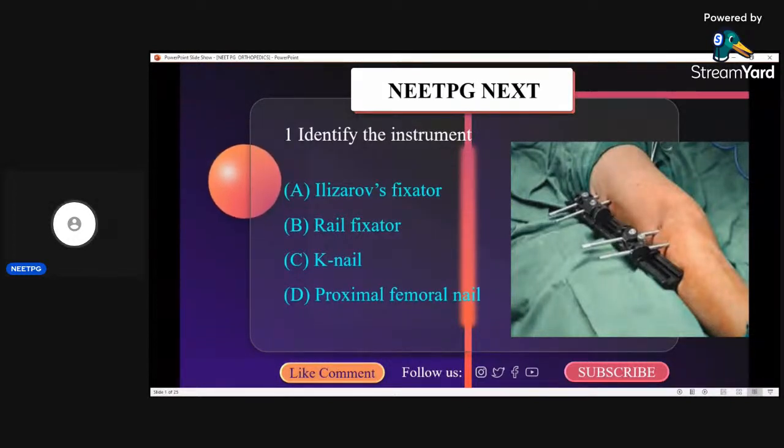Identify the instrument: A. Ilizarov fixator, B. Rail fixator, C. K-nail, D. Proximal femoral nail. Correct answer is B. Rail fixator.